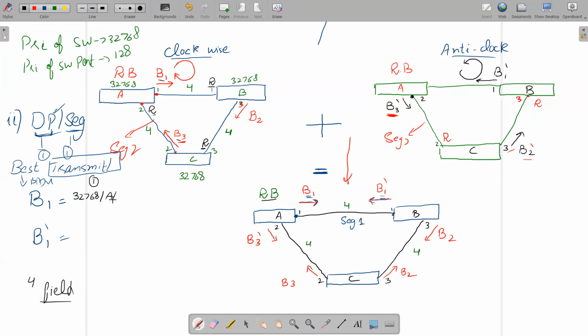Then you need to write the second field. And guys, tell me, what was the second field? The cost to the root bridge. Perfect. Cost to the root bridge. So right now, where I am standing, at the root, that means the cost would be 0.